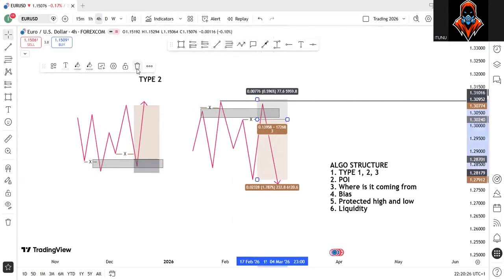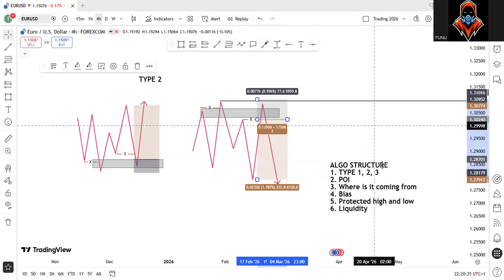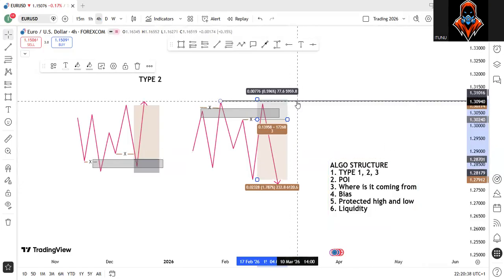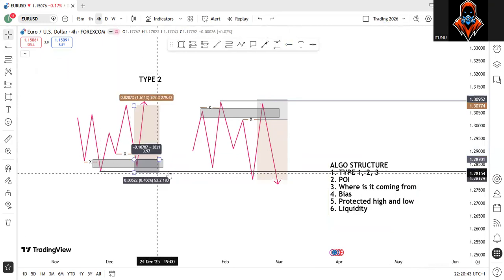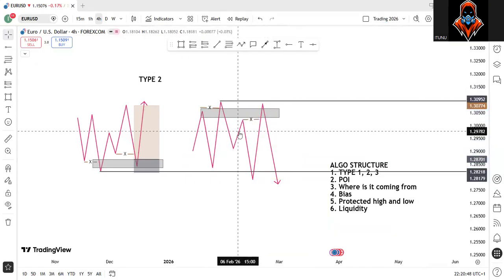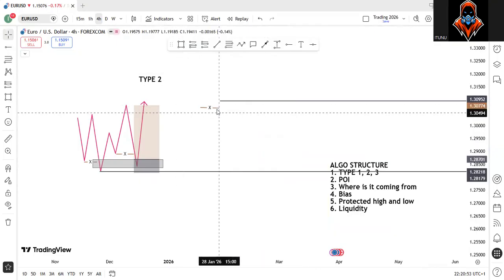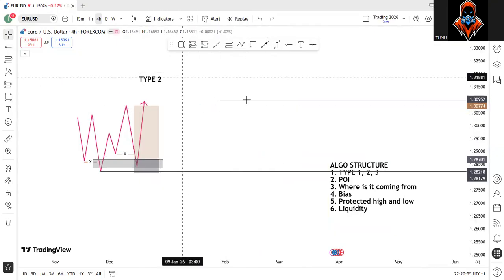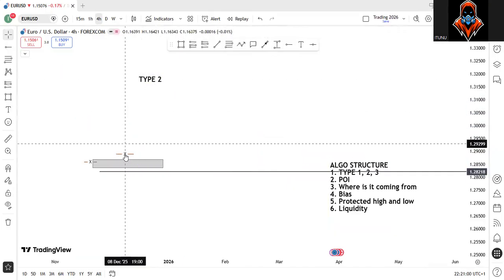So now to talk about type 3. I've spoken about type 1, type 2, I've spoken about PY, I've spoken about liquidity, and I've spoken about protected high and low. This is a protected high, this is a protected low. We expect that price is not expected to take out this low. So now to type 3.